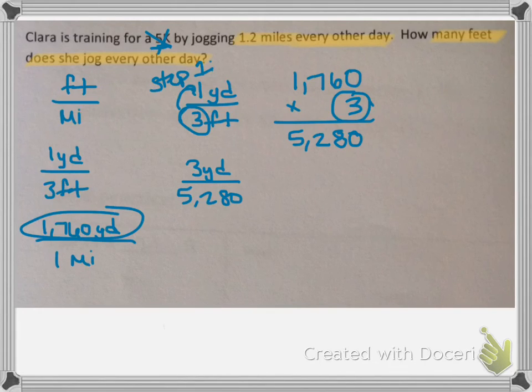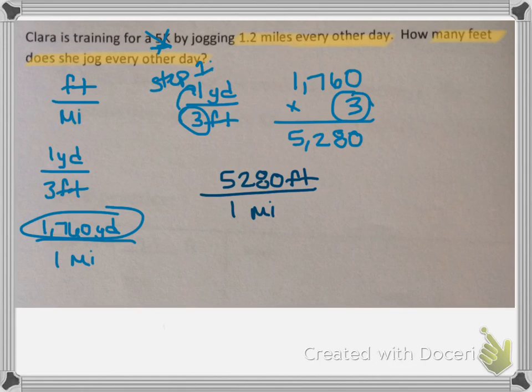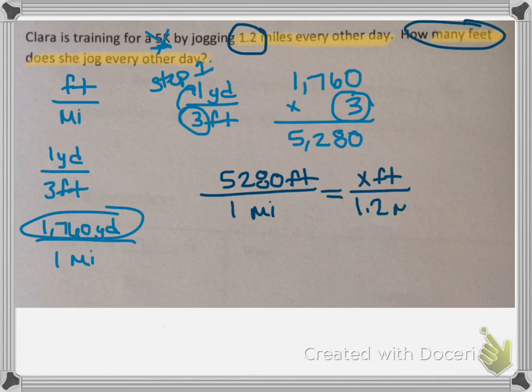So what we're going to do is set up what we know. What we know is that 5,280 feet are in 1 mile. Again, we're going to show you that calculation tomorrow in class. Equals, I am looking for how many feet. So X feet over, how many miles do I have? 1.2 miles. And I solve, solving for X.